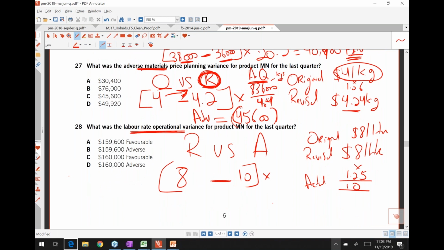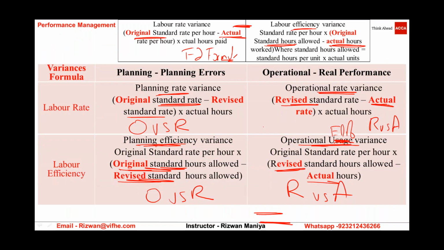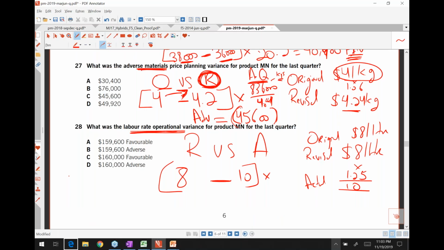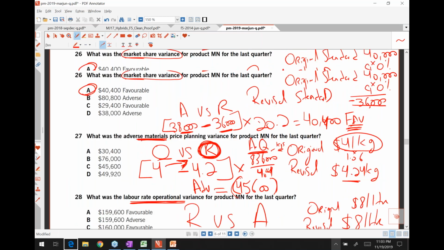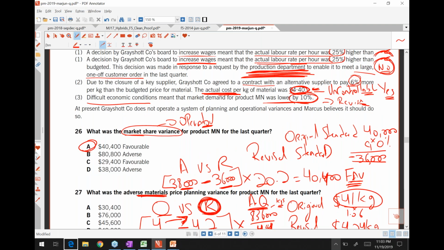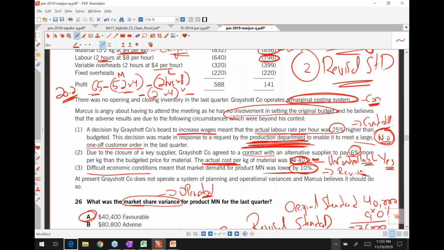So, as per the original formula, labor rate revised versus actual into actual hours. Actual hours I need. So can we work out actual hours? Yes, we can. How much is the labor cost? 798,000. 798,000 is the labor cost.